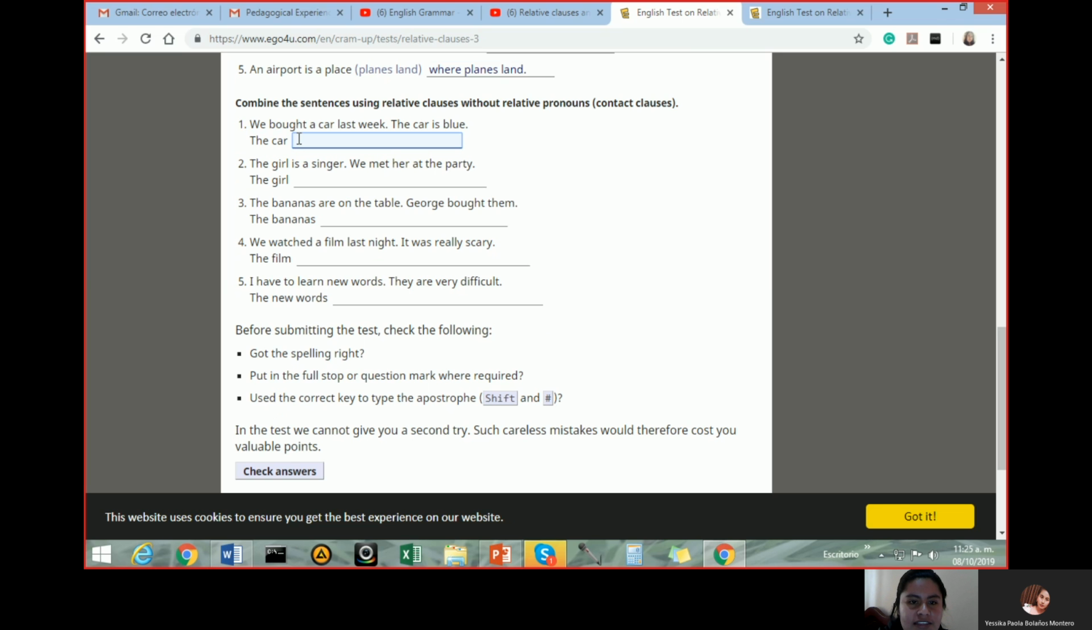In this case, we have 2 sentences. We bought a car last week and the car is blue. How do you create this sentence in a single sentence? El carro, puede ser el carro que compramos la semana pasada es azul. Okay, we bought last week is blue. That's very good. Yes, that's right.